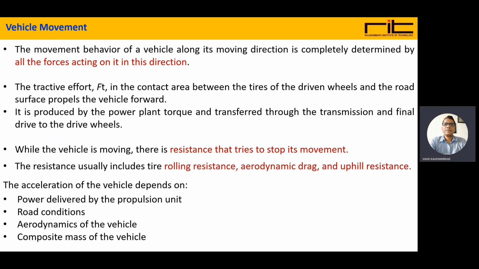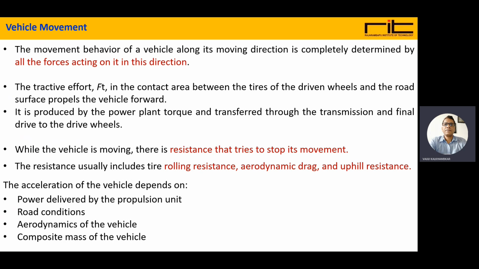While the vehicle is moving, there is resistance that tries to stop its movement. It opposes the movement. So the resistances are responsible for stopping the vehicle, and we have to drive the vehicle against these resistances or opposing forces. The resistance usually includes tire rolling resistance, aerodynamic drag, and hill resistance when the vehicle is moving on a steep road with positive slope.